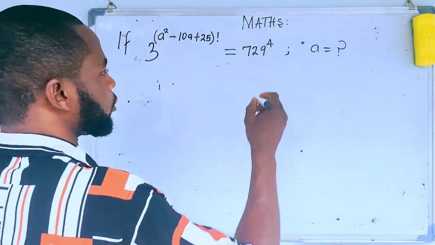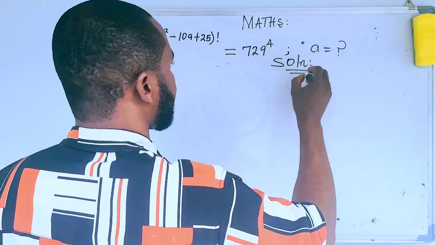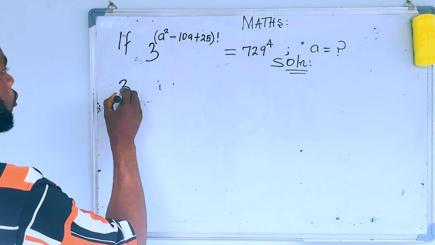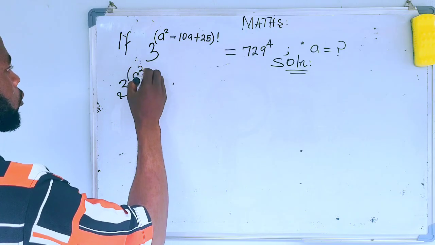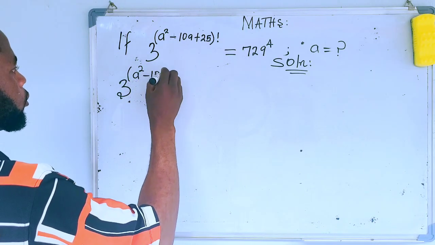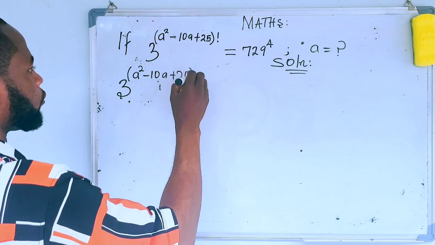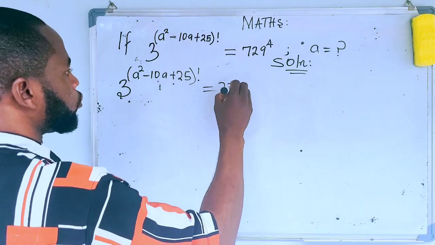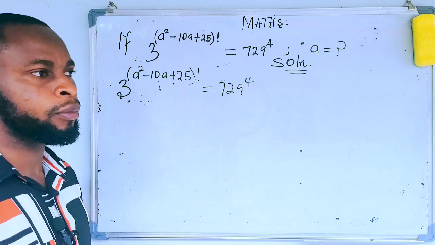First, I put down here the solution. I bring the question down here: 3 to the power of (a to the power of 2 minus 10a plus 25) factorial equals 729 to the power of 4.